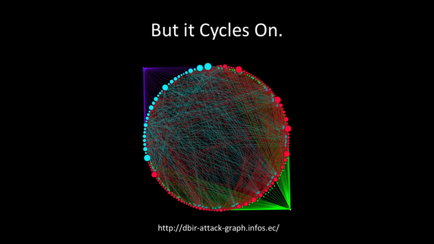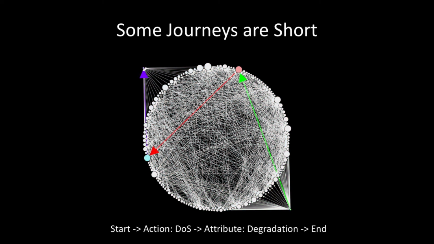And there are lots of paths. There are probably more paths in this attack graph for an attacker to take than there are stars in the universe. That's why defense is hard. You stop one attack with one mitigation, and the attacker simply finds another path around your mitigation. So some attack paths are short. In this case, an attacker pushes the denial of service button, it starts a denial of service, and it causes degradation.